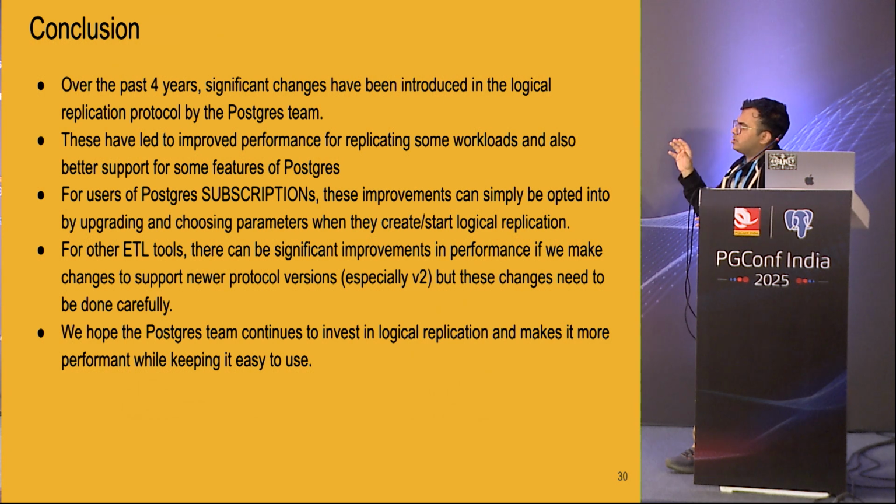So if you want to support versions 2, 3, and 4, we have to put in the work ourselves, which is what we are actively working on, implementing protocol version 2. So we can stream larger transactions a lot faster. And they need to be done carefully because it's pretty intricate stuff.